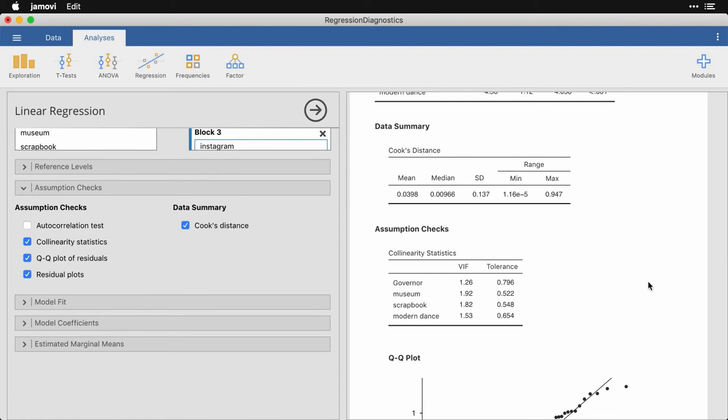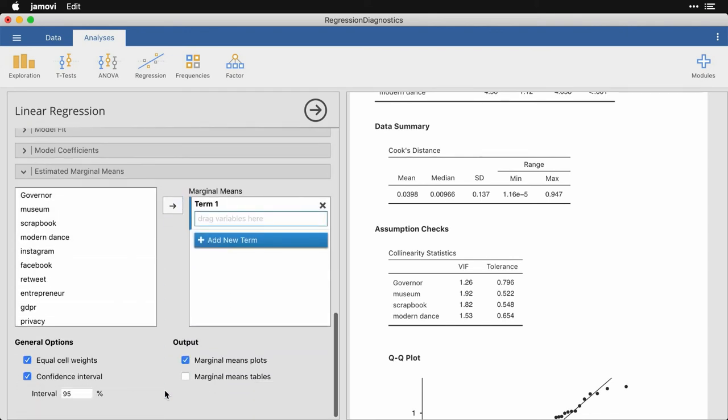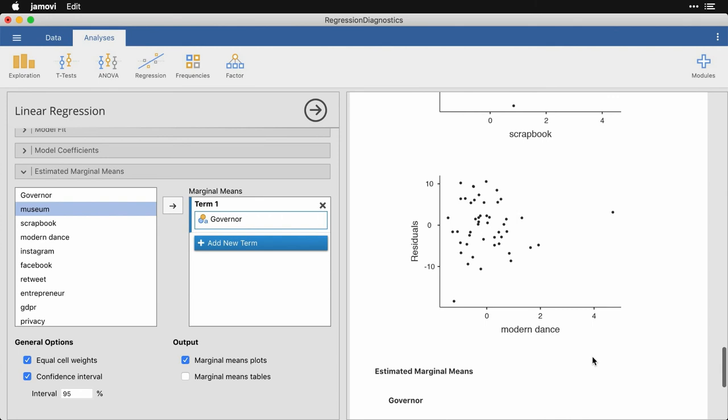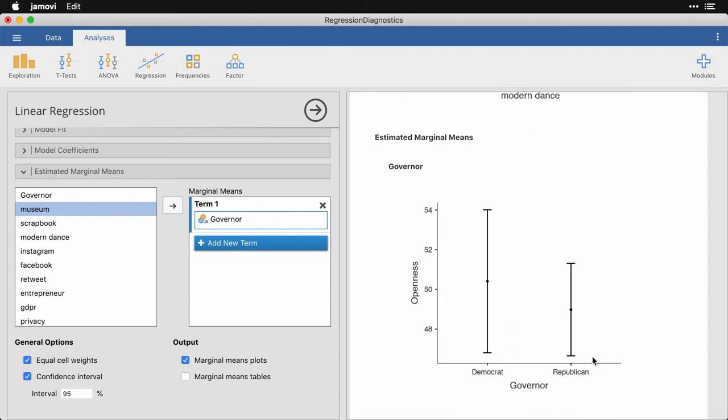I do want to finish with one other thing, and that is the estimated marginal means. Now, this will be more helpful in some situations than in others, but what you can do here is actually try to get a chart that shows you how these variables predict your outcome. So I can take governor, which is an easy one because there's only two categories there, and that's going to make a chart. It'll be down here at the bottom. This simply gives me the mean level of openness for the states with Democrat governors and the mean level of openness for states with Republican governors.